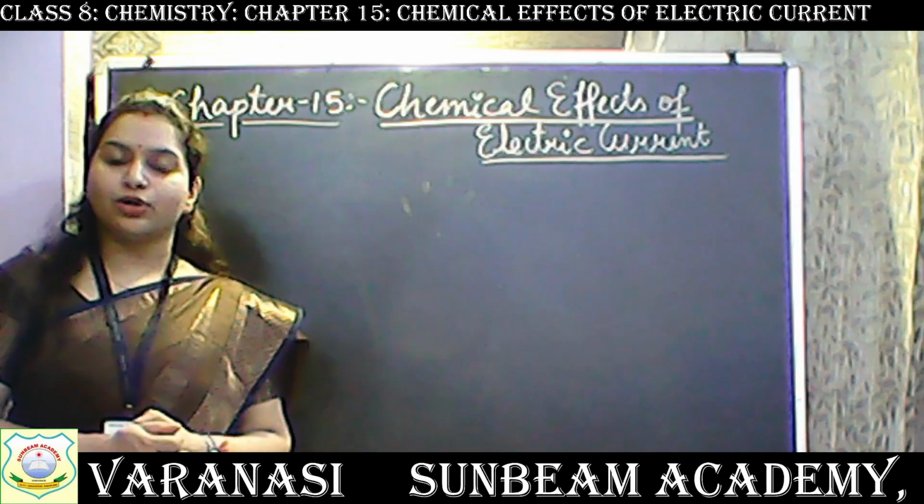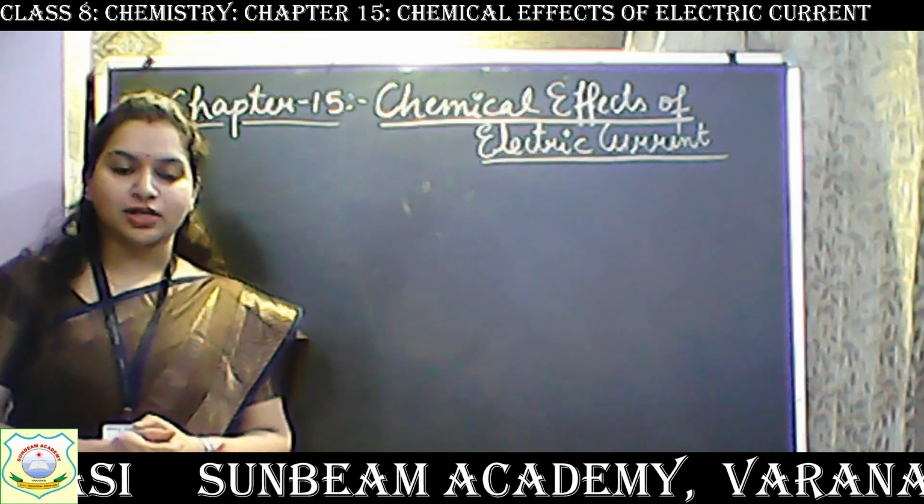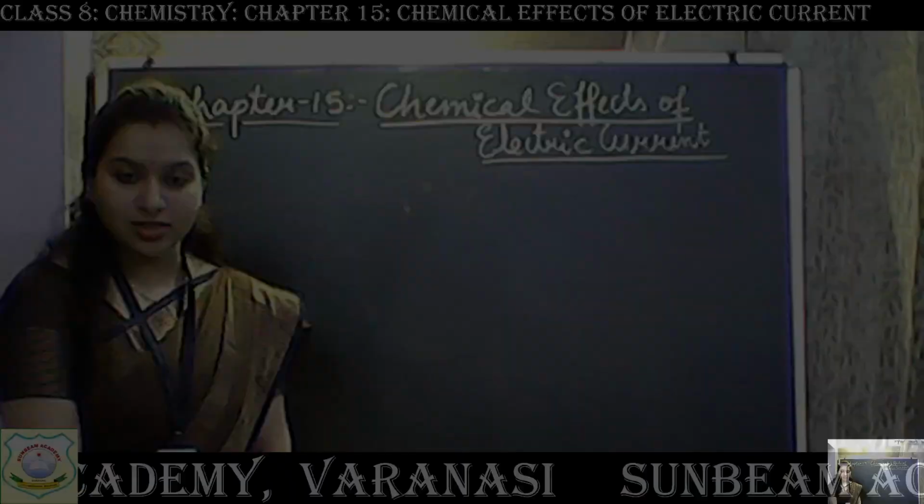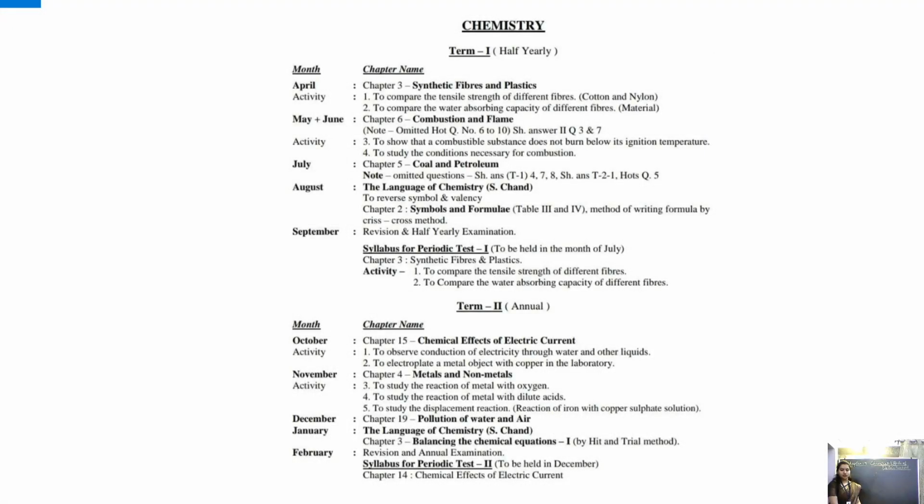Okay, so I hope everybody has a syllabus. Please take out your syllabus, children. Now we are going to discuss that first. If you see here, we are heading towards the term 2 syllabus, annual, and the chapter we have to start is chapter 15, chemical effects of electric current. Then we have a few further chapters, which we will discuss one by one in chemistry.